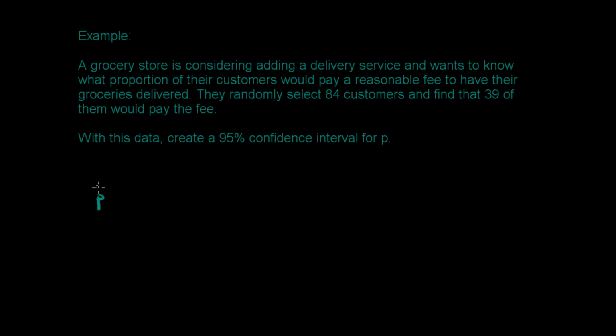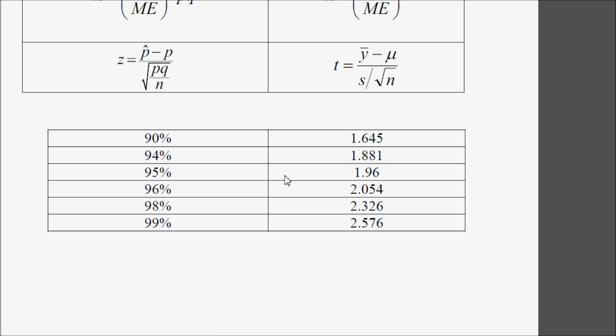So here we would have that p-hat is 39 out of 84, which is 0.4643, and then q-hat would be 0.5357. There's just 1 minus p-hat. n would be 84, and z-star, if you use the formula sheet, 95% confidence would be 1.96.